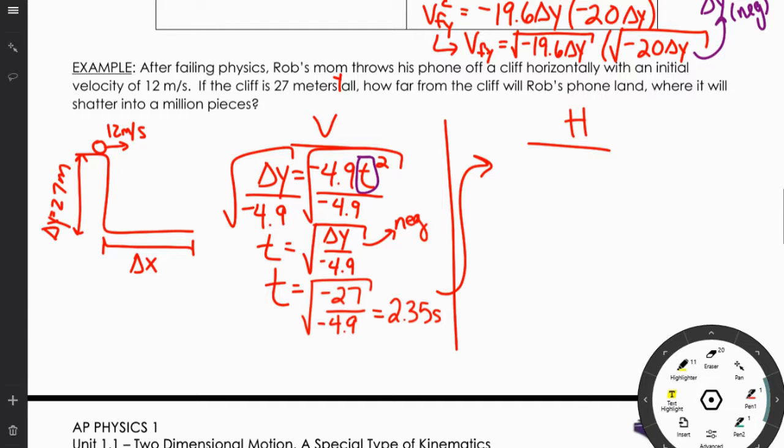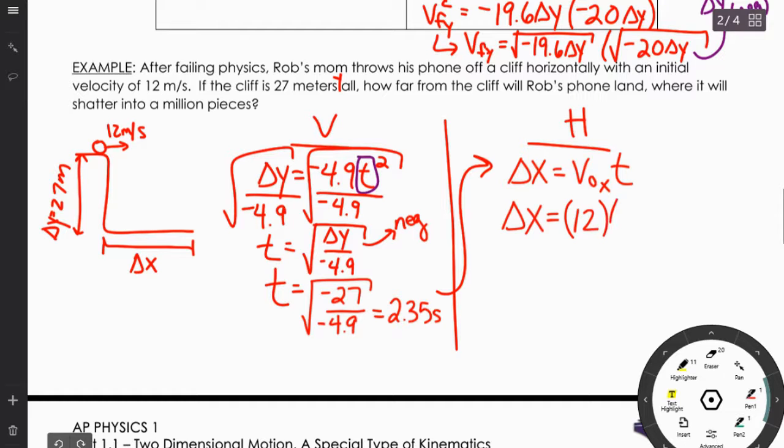So it's going to fall for 2.35 seconds, and while it's falling, it's also going to move horizontally for 2.35 seconds. So now we can find where it is going to land. We're going to use delta x equals VOX times t, and simply solve for delta x. So it's going to be 12 times 2.35.